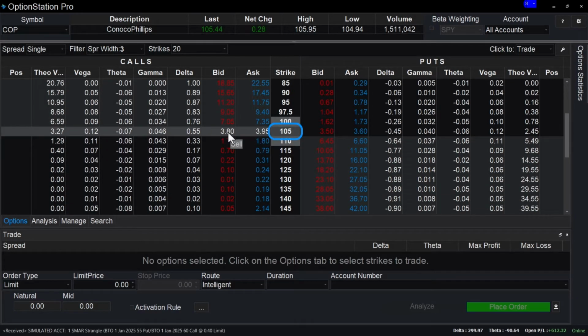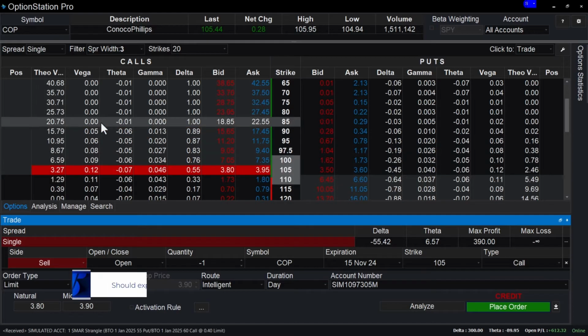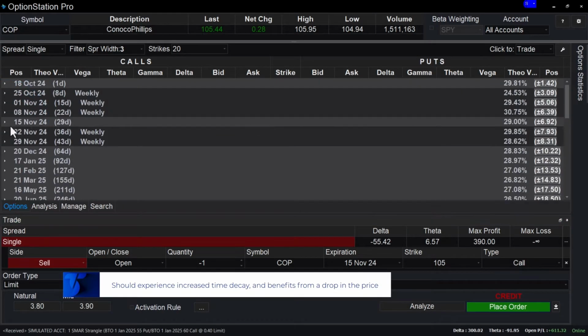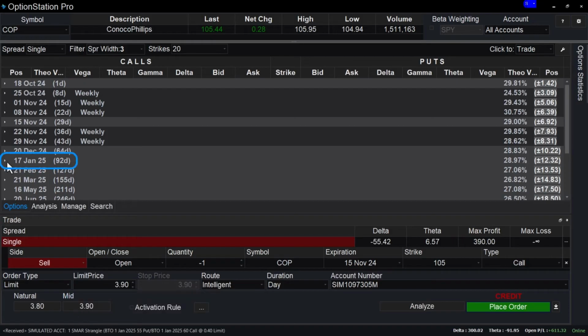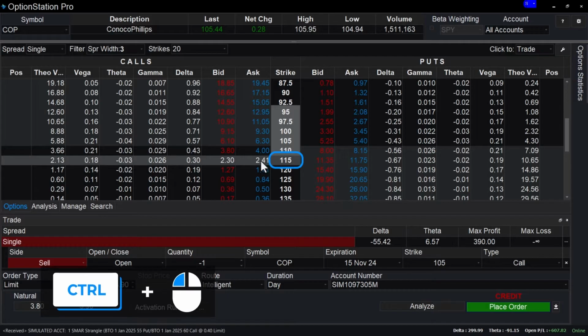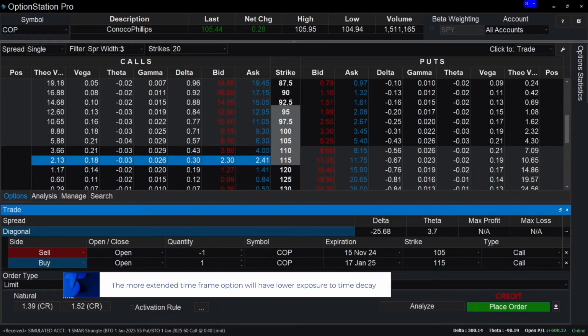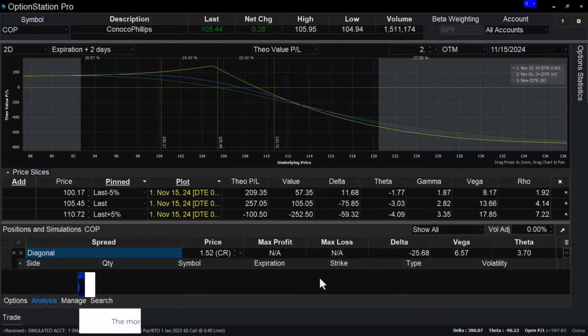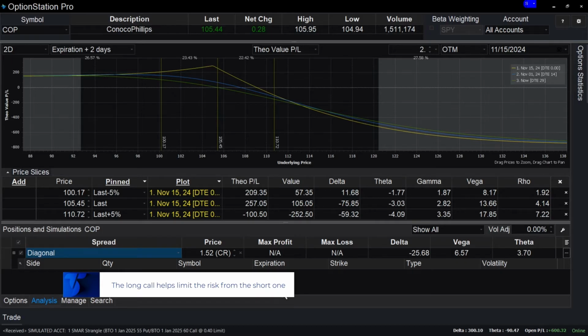This short call has less than 30 days to expiration and should experience increased time decay and benefits from a drop in the price of COP. Next, we will buy the January 17th 115 calls. The longer time frame option will have lower exposure to time decay, and the long call helps limit the risk from the short one.